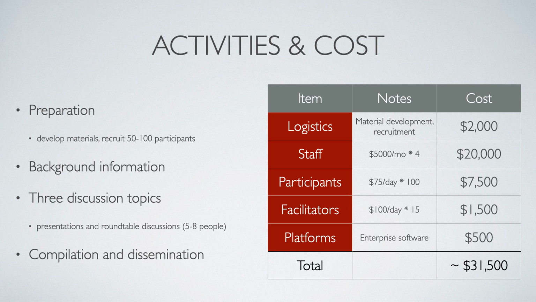So the community consultation will take place over video conferencing software, and roundtable discussions will take place in smaller breakout rooms of 5 to 8 people. And then, of course, after the event, work will need to be done to compile and disseminate the results. So the total cost is estimated to be a little bit over $30,000, which will be funded through state and federal grants, as well as El Paso County taxpayer dollars. And we will also seek private sector sponsorships where possible.